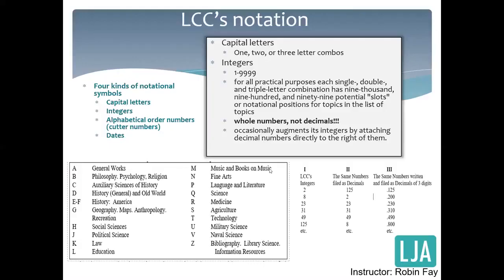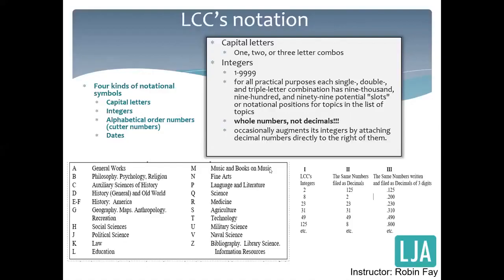There are 4 kinds of notational symbols that you will see in a Library of Congress call number. You'll see capital letters, and we're going to talk about those in just a second. You'll see integers, or numbers, and then you'll see alphabetical order numbers, and these are actually called cutter numbers, and we're going to talk about those too. And then dates. Dates in some ways, well, I would say they're the easy one, but if you've ever worked with special collections material where it's hard to figure out exactly what date something was published, that's not always the straightforward answer.